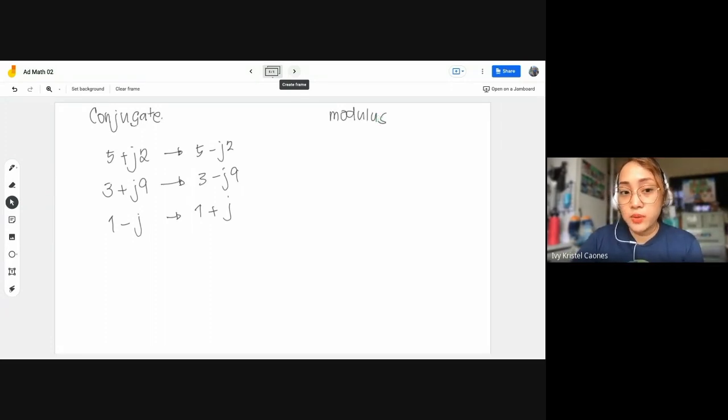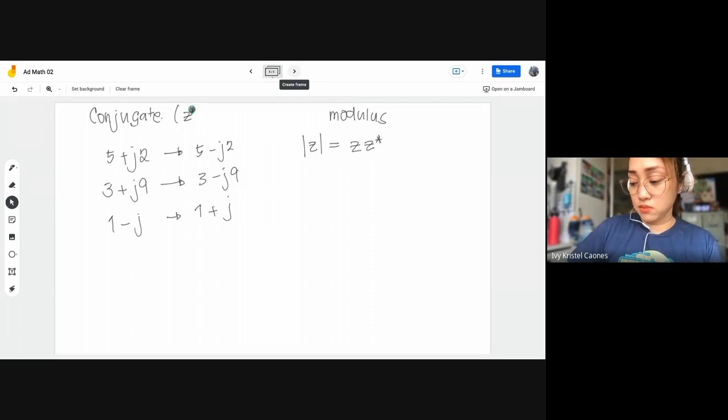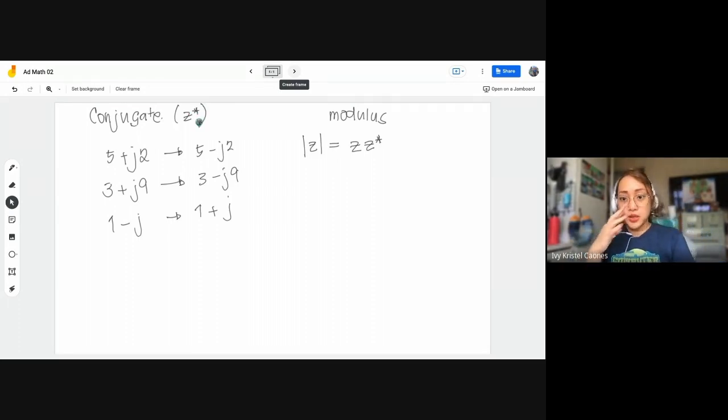Now, the next part is the modulus. I mentioned earlier it will be conjugate and modulus. When you say modulus, it is noted as the absolute value of z. When we perform a square root, there is usually a positive or negative sign in front of the square root. So if you get the absolute value, you're just getting the numerical value of that number. Here, the modulus or absolute value of the complex number is z times the z conjugate. The conjugate is sometimes shown as z with an asterisk.